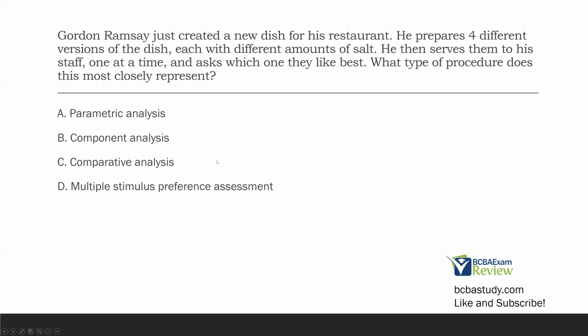Again, not a comparative analysis because we only have a single instance or a single stimulus or a single variable, right? And then it's not a multiple stimulus preference assessment because what is the key? It says he serves them each dish one at a time. So we're not presenting all the dishes, just one at a time. The answer here is going to be A, parametric analysis. Do these breakdowns when you're studying, okay? It's going to get you better at the exam.